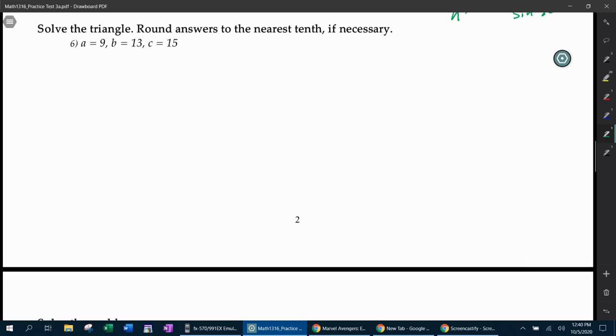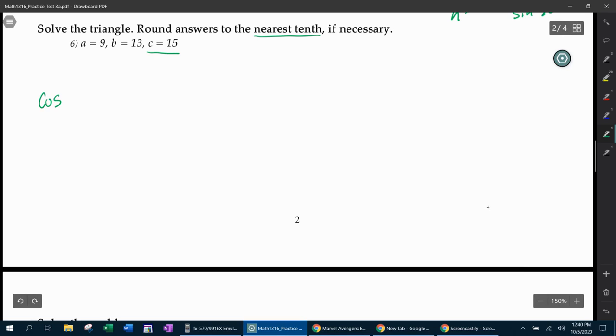So here we go. Solve the triangle. Round answers to the nearest tenth if necessary. Notice in this problem, I'm not given any angles. And so this means law of cosines. And it doesn't matter which angle you find, but I'm going to prefer finding the angles from biggest to smallest. That's what I call playing it safe. So since little c is the biggest side, that means angle C is the biggest angle.